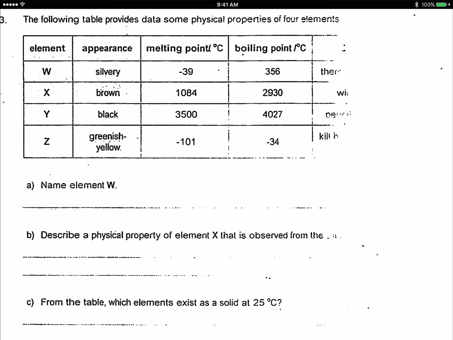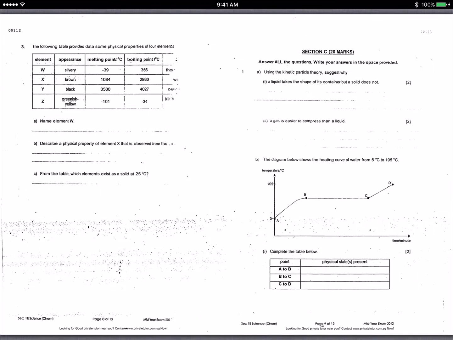Right, W is mercury. Next one, physical property of X. It has a high melting point. Yeah, high melting, high boiling point. From the table, which element exists as a solid at 25 degrees Celsius? Is it Z? No, it's a gas, you know. Z is a gas at 25. There are two, right? X and Y, because their melting points are 1000. So at 25 it is definitely a solid. Next.